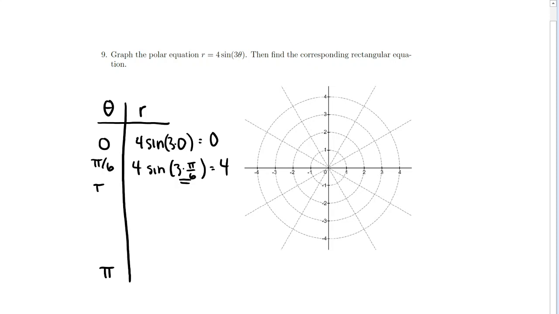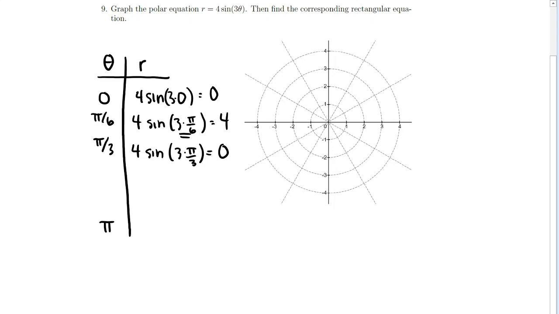If we choose the next multiple of pi over 6, let's do pi over 3. 4 times sine of 3 times pi over 3. Well, sine of 3 times pi over 3, that's sine of pi. And sine of pi is also 0. So 0 times 4 is 0. Now let's do pi over 2. 4 times sine of 3 times pi over 2, that's 3 pi over 2. Sine of 3 pi over 2, that's negative 1. So this is negative 4.